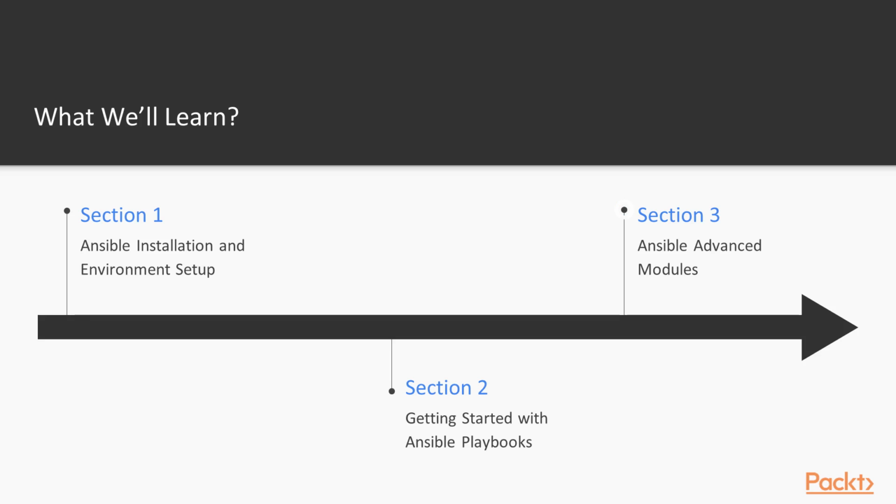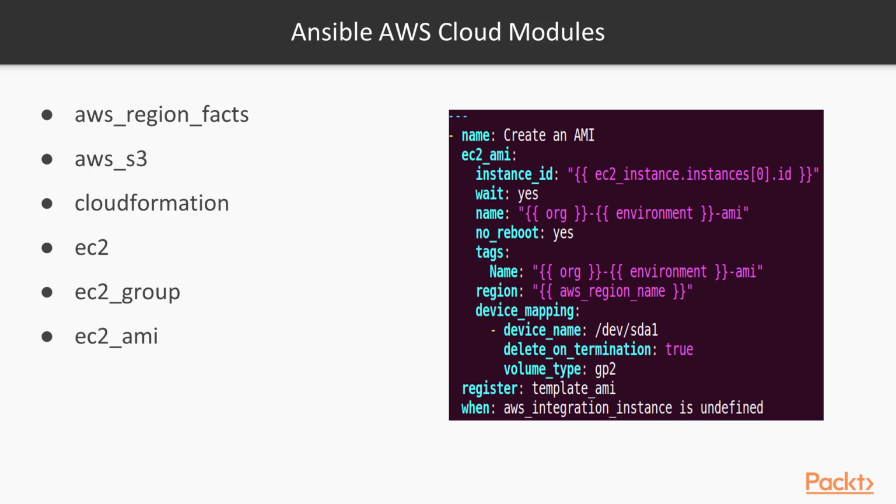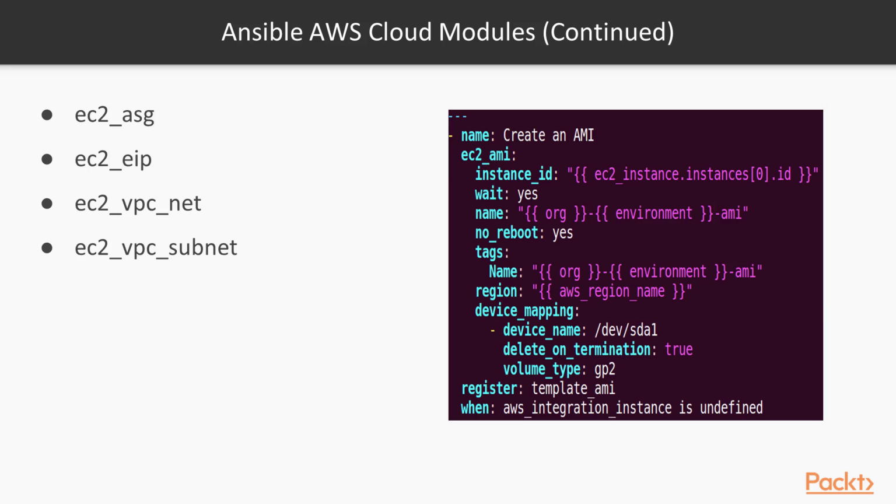Then in section 3 we will understand some more Ansible modules. We will see how these Ansible modules work and more functionality of a number of Ansible modules. We'll be learning about some basic Ansible modules and some cloud modules of AWS, like AWS S3 and all this. So section 3 will be entirely about understanding Ansible modules and how we can integrate those modules into our own Ansible playbooks.